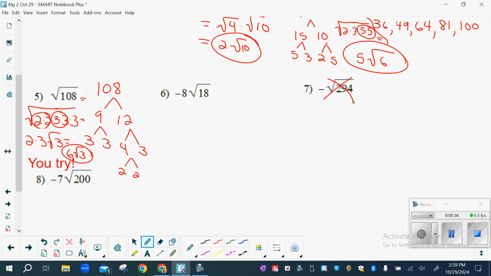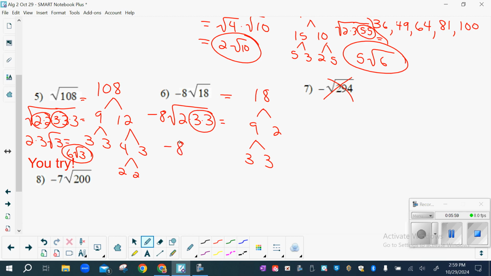Multiplication, yeah. So we're going to look at 18. What's the number that goes into 18? 9 and 2. What goes into 9? 3 and 3. So this would be negative 8 square root of 2 times 3 times 3. Any pairs? Yes, we have a pair of 3s.